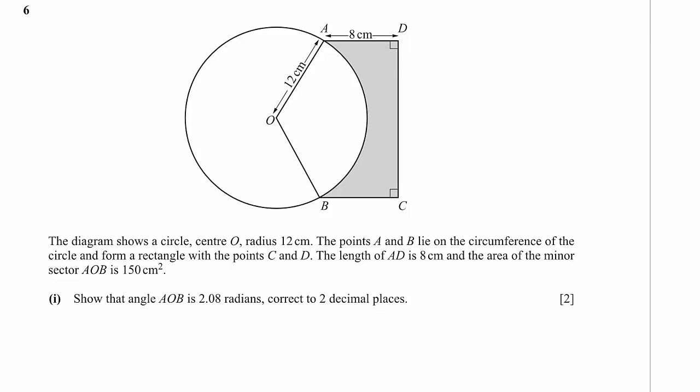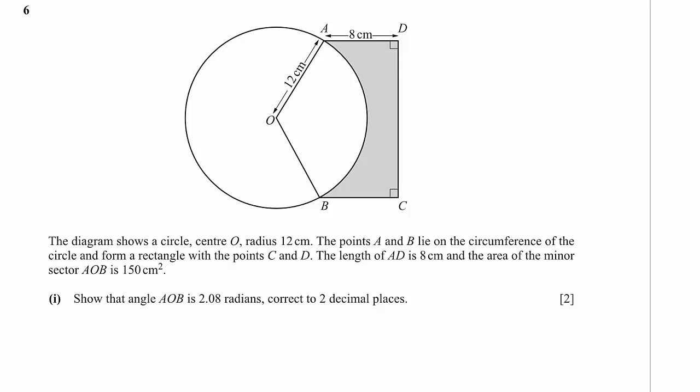The diagram shows a circle, centre O and radius 12 centimetres. The points A and B lie on the circumference of the circle and form a rectangle with the points C and D. So in other words, there's a rectangle here. I'm not going to draw it in just in case it confuses the diagram.